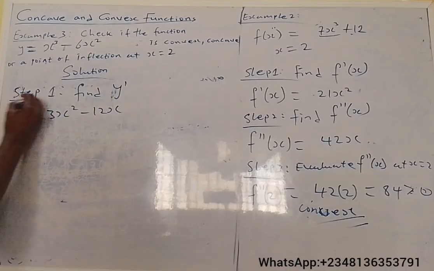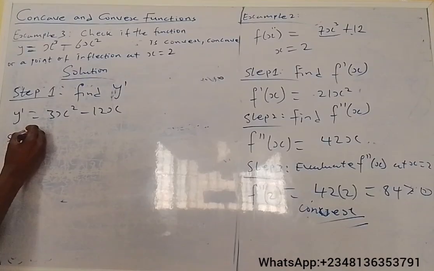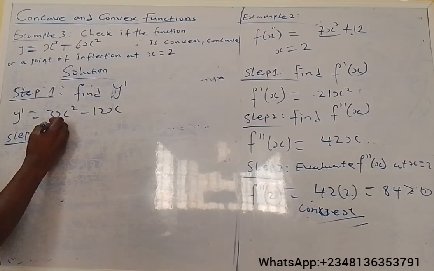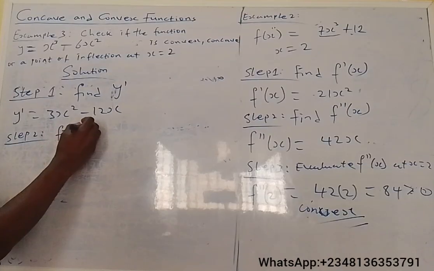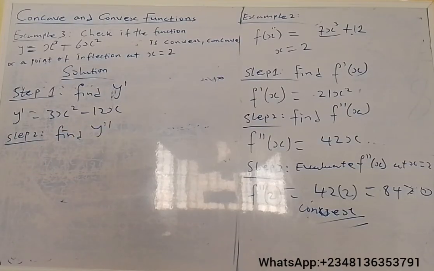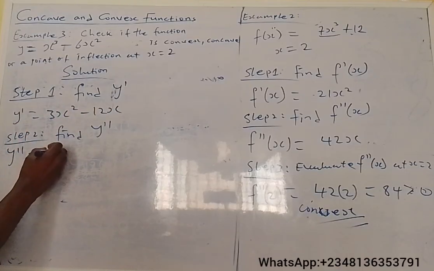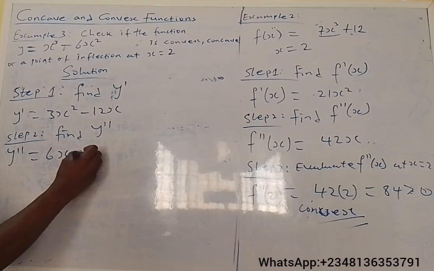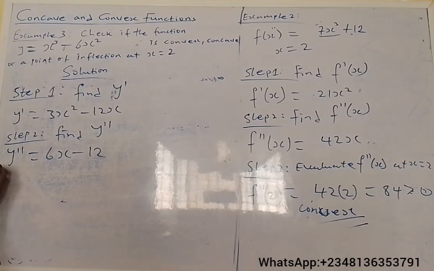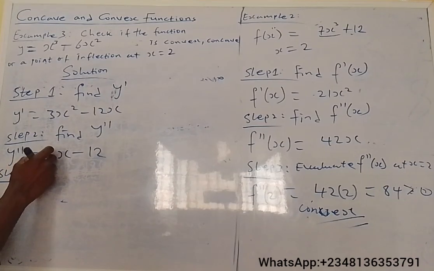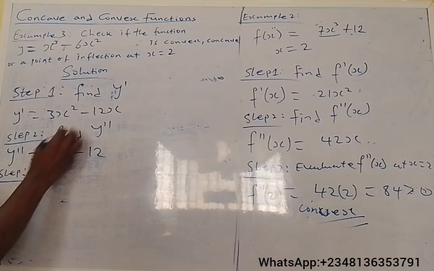Okay. So step 2. So what do we have in step 2? We have to find the second order derivative, that is y prime prime. So we differentiate this once again. That will be 6x minus 12. And the next step is to evaluate this, that is at 2.